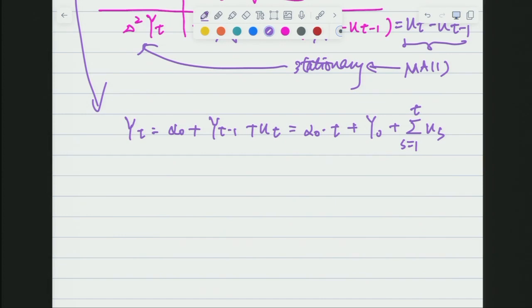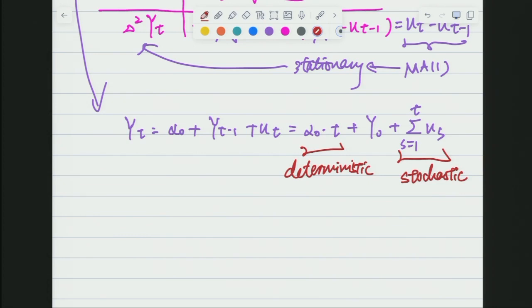So the random walk with a drift has both the stochastic trend component, basically given by the random walk, and we also have a deterministic trend component, essentially induced by including the drift.